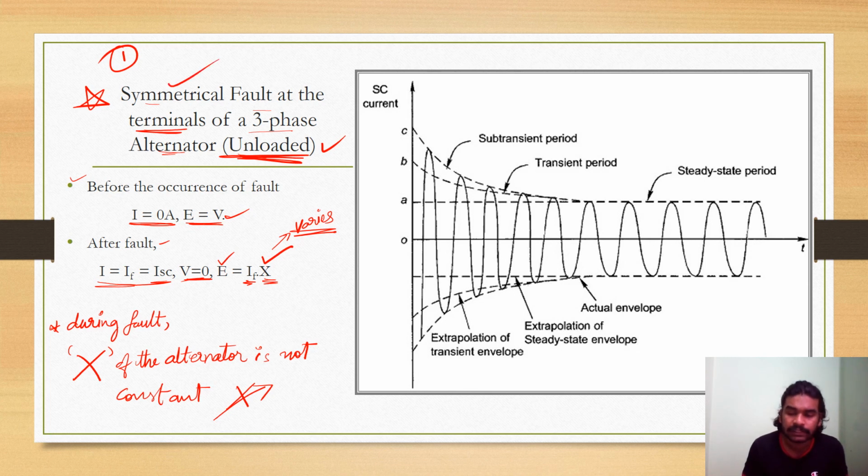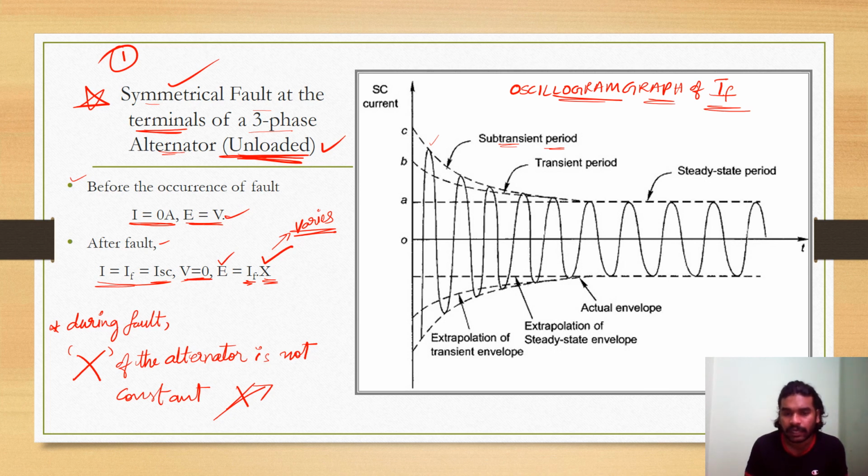So when a symmetrical fault occurs at the terminals of a three-phase alternator, this is the oscillogram graph of the fault current. See how the fault current behaves. Initially when the fault has taken place, the fault current has a very high value, and that period is called the subtransient period. The period immediately after occurrence of fault is called subtransient.